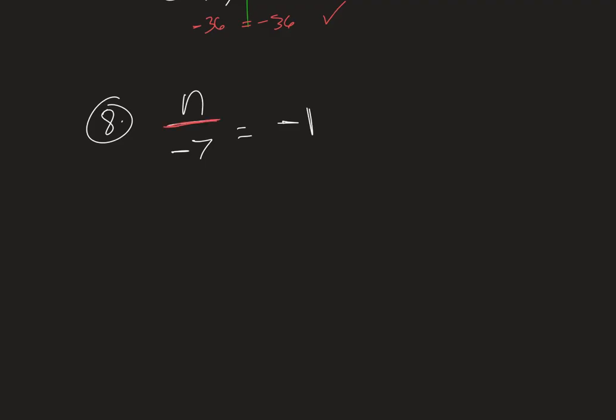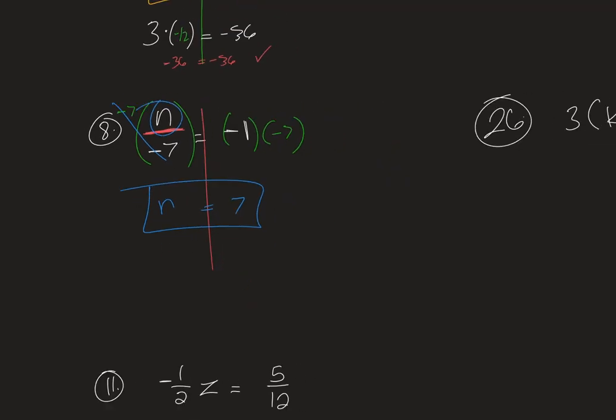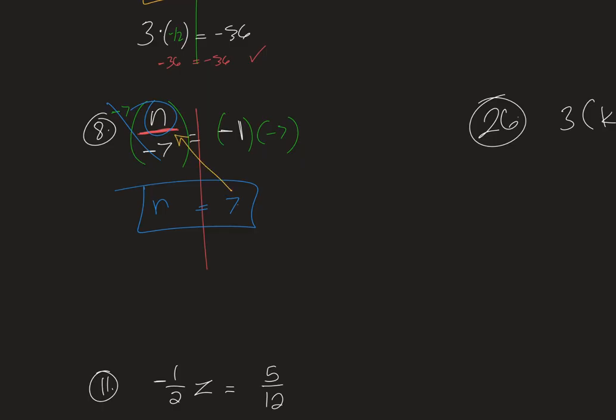Number 8, n is being divided by -7. There's nothing on this side that can be simplified, nor on that side. So let's erase them, and let's get to solving. We are going to multiply by -7. Why are we multiplying by -7? Because that's the opposite of dividing by -7. So those cancel, leaving us with that n, and it's -1 times -7, that's 7. So n equals 7.